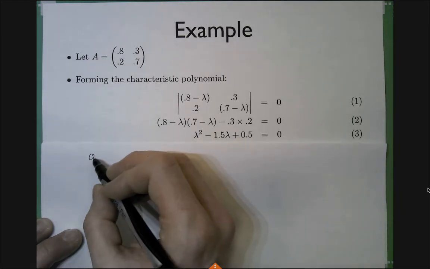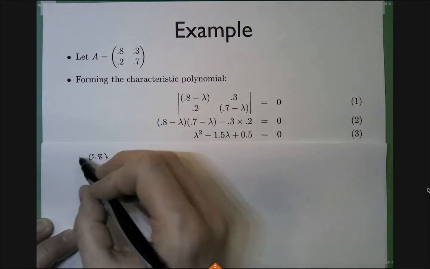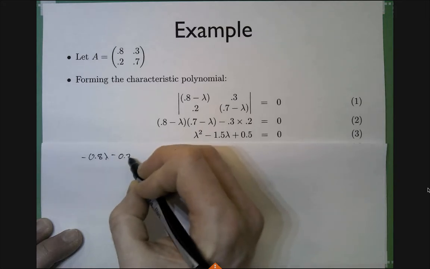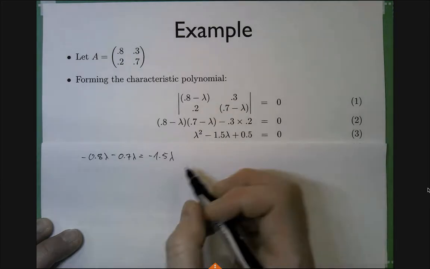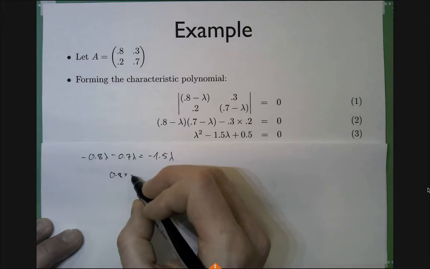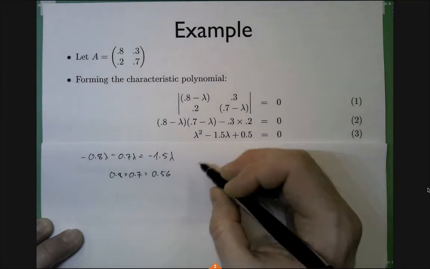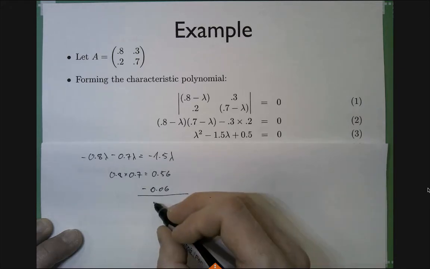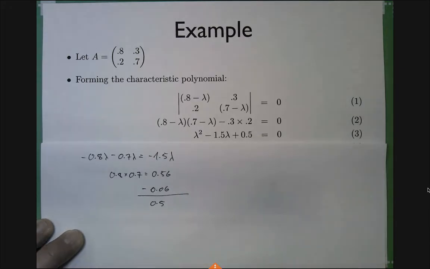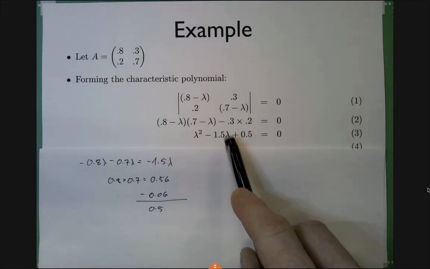And then we get 0.8 minus 0.8 lambda minus 0.7 lambda, so that's in total minus 1.5 lambda, so that's what you got here. And here we get 0.8 times 0.7, which is, if I'm not mistaken, 0.56, and from this we subtract 0.06, which gives us 0.5, so that's what you got here. Okay. So this is our quadratic polynomial, and if we solve for it, we find the eigenvalues.